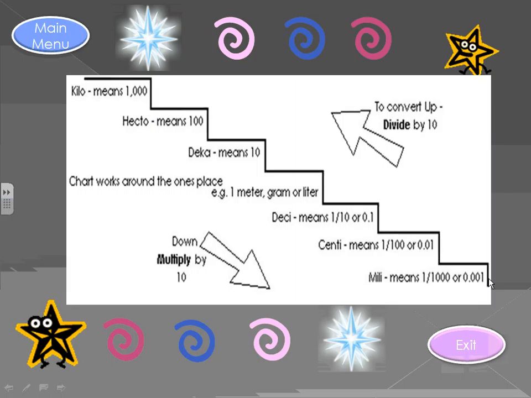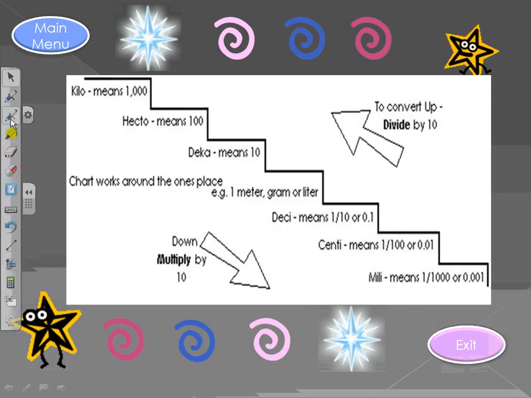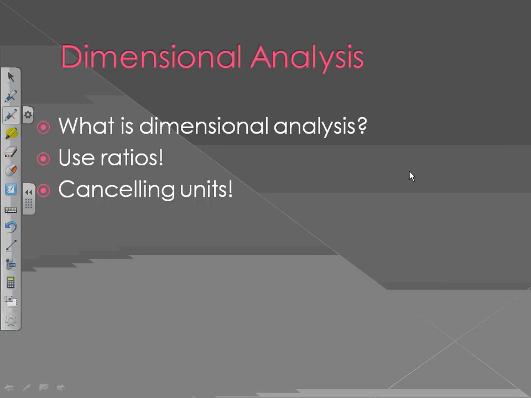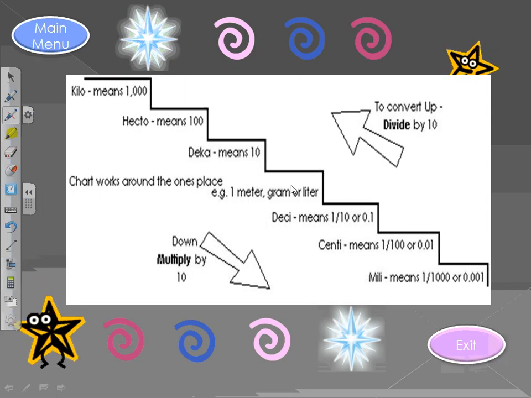All right, so let's try this out. Let's say you have 25 meters, and we want to convert that to centimeters. All right, so if we look at the stairs, we're going to convert to centimeters, so we're going to have to go down the stairs, right? From here to centi, we'll multiply by 2 powers of 10, by 100.